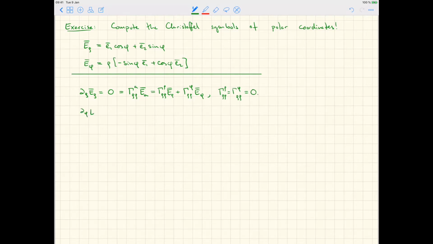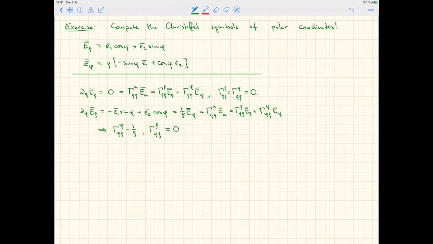Taking the derivative of E rho in the phi direction, we find that this is minus E1 sine phi plus E2 cosine phi, which if we compare with the tangent vector basis, is equal to 1 over rho times E phi. But it should also be equal to gamma phi rho A times EA, which is equal to gamma phi rho rho times E rho plus gamma phi rho phi times E phi, and identifying this with the result we got from the differentiation, we find that gamma phi rho phi is equal to 1 over rho and gamma phi rho rho is equal to 0.